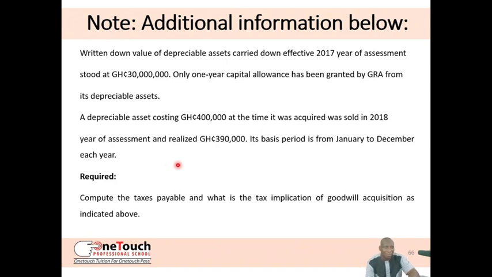Required. Compute the taxes payable. And what is the tax implication of the goodwill as indicated above? I told you that goodwill no longer attracts what? Capital allowance in the Income Tax Act of 2015. Therefore, the tax implication is that the goodwill will not attract capital allowance. So any amount that has been written off by way of the goodwill, which was written off, I think, for 10 years or something, will not be allowed as a deductible expense.